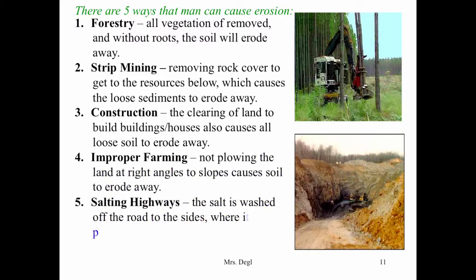Strip mining, removing the rock cover and the resources below, allows the sediments to be moved by wind, water, and so on. Construction and improper farming, like not plowing the land at the right angle, cause the soil to be eroded away. And salting highways. Even though we know we need to salt highways when they freeze over, it actually washes onto the side of the roads and prevents vegetation from growing, which again limits the roots that hold onto the dirt to stop it from eroding away.